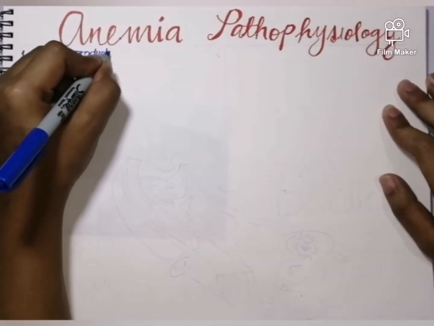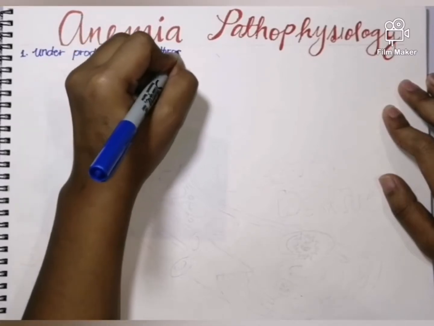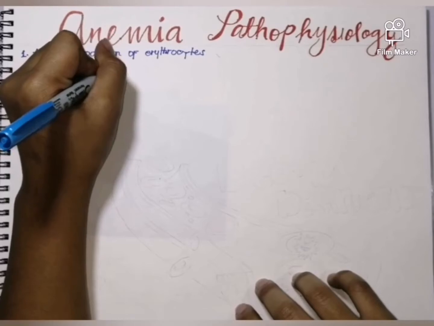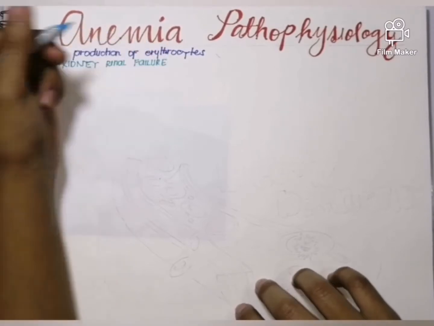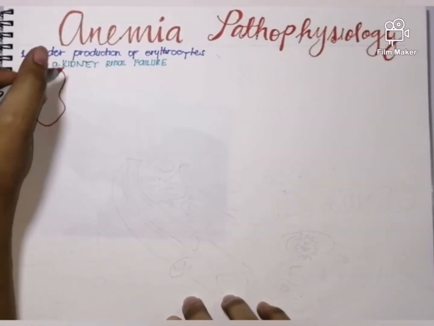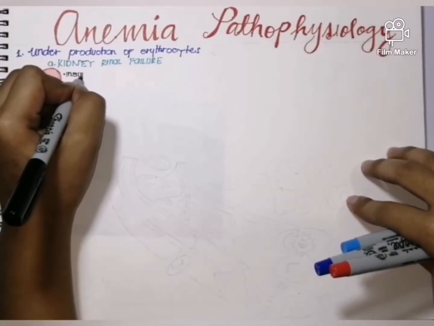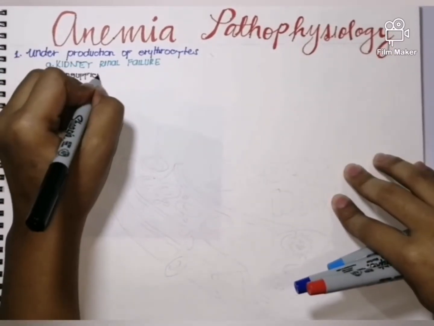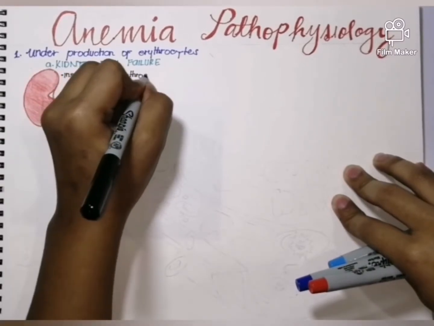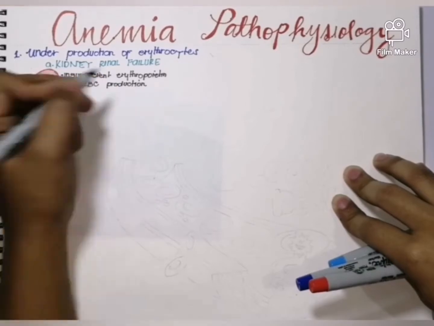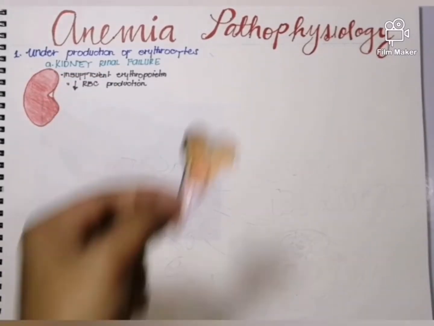Anemia pathophysiology. Anemias that are caused by a problem with underproduction of erythrocytes. Presence of kidney or renal failure means that there is insufficient erythropoietin, which would cause an understimulation of the entire process that would certainly lead to underproduction of RBCs, or anemia.